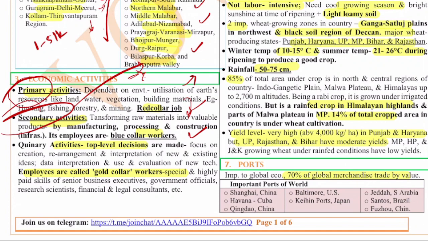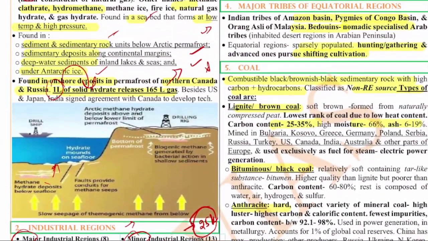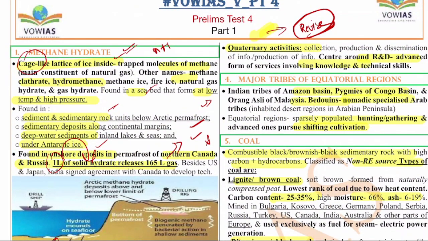Next, the quinary. Quinary, in brief, is nothing but the top level management of any industry. These employees are also called gold collar because they are the top management. Next, you have the quaternary. What is quaternary? In simple words, it is the R&D, the advanced form of skills.